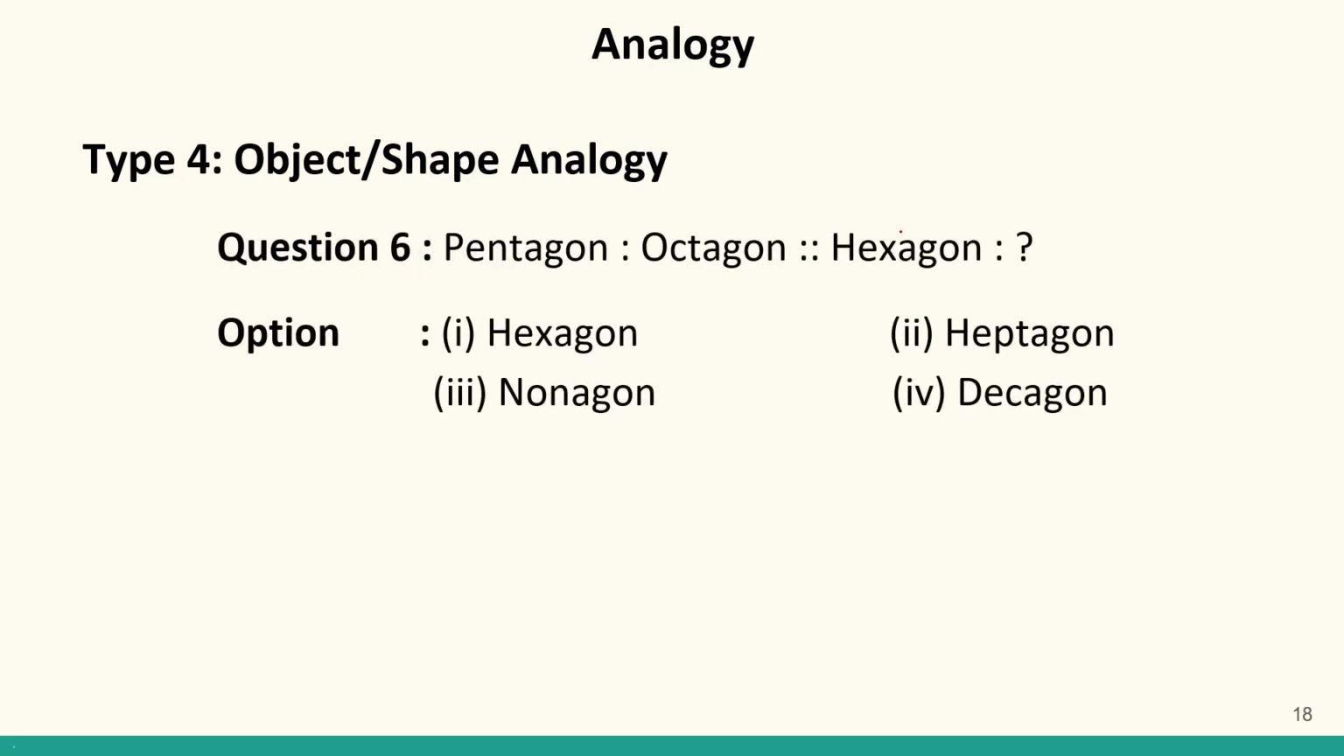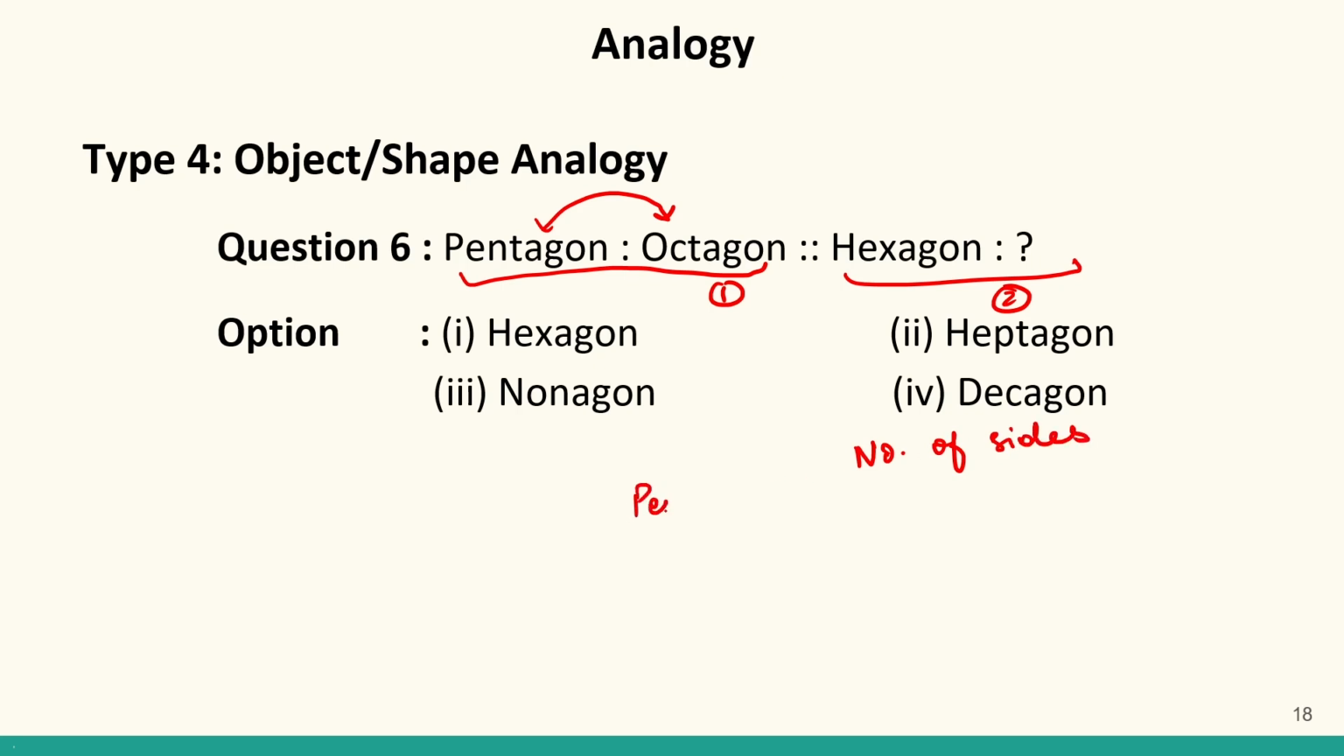Then again, pentagon, octagon, hexagon, and we have to find the next element. So this is the first pair and this is the second pair. So pentagon is somehow related to octagon. So let me write the number of sides. How many number of sides are there in pentagon? 5. I just told you that pentagon looks something like this.